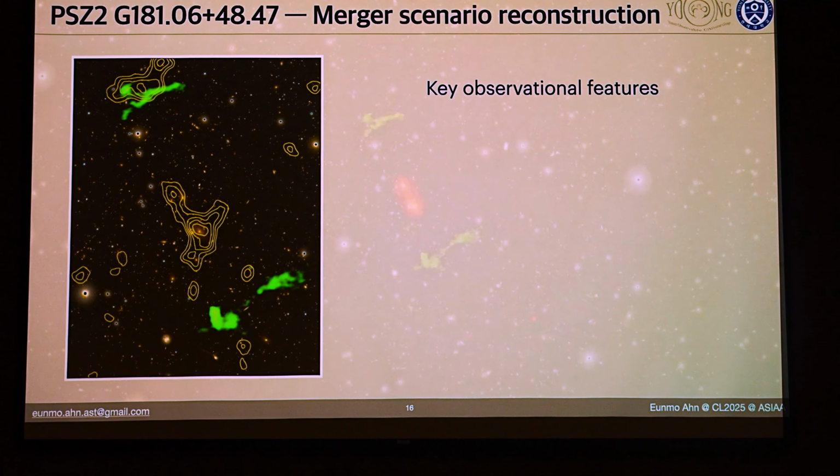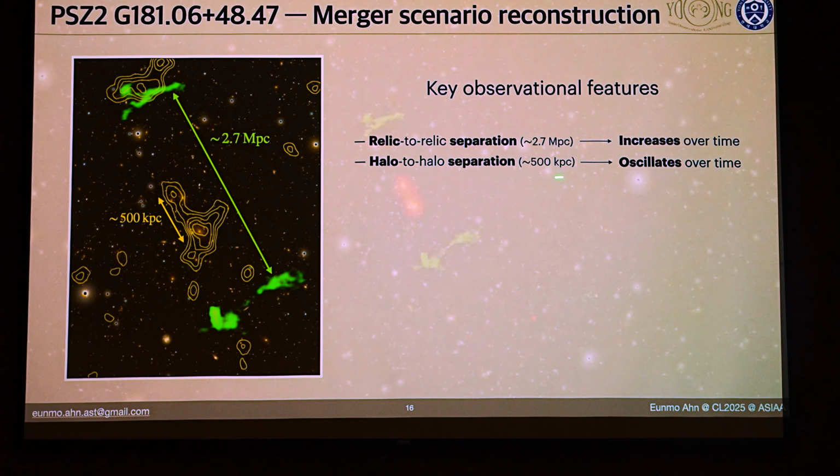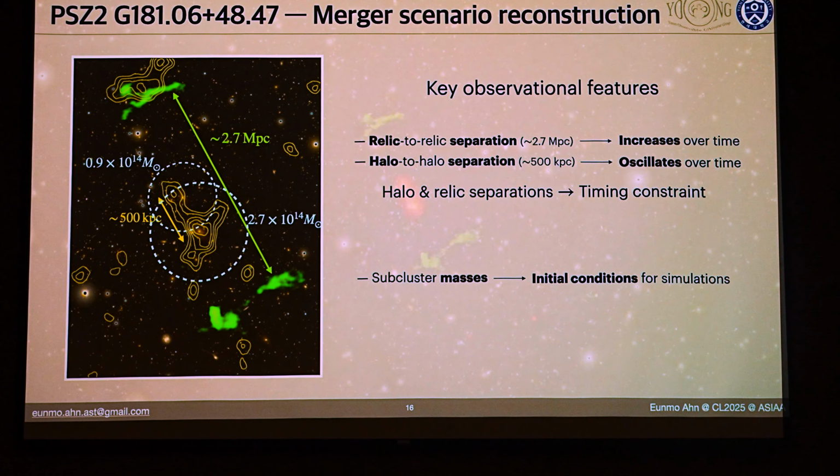So before we move on to the merger scenario reconstruction, I would like to summarize the key observational features that could be used for the simulation. The first one is the relic-to-relic separation, which increases over time, as I mentioned before. The other one is the halo-to-halo separation, 500 kiloparsec, which oscillates over time until they merge into a single halo. So those two separations can give us the timing constraints of the merger. And we have also estimated the masses of each subcluster, and thanks to the weak lensing analysis, those two subcluster masses can be the initial conditions for the simulations.